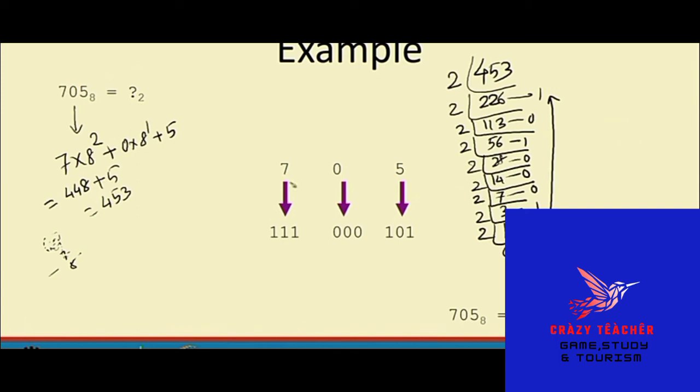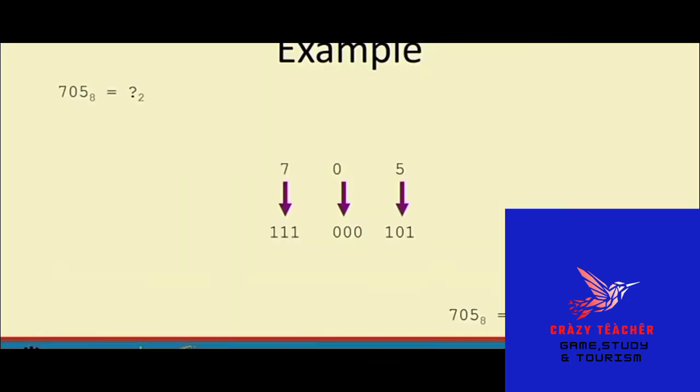So either you can take these individual digits and convert them directly into 3-bit binaries, getting it directly from octal to binary, or you can convert to the decimal number system and then from decimal again divide by 2. It's a slightly longer way of doing it, but we are doing it for the sake of our confidence that this method is correct.